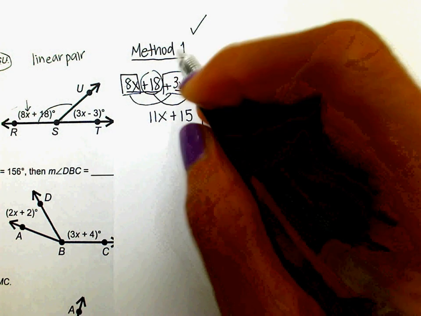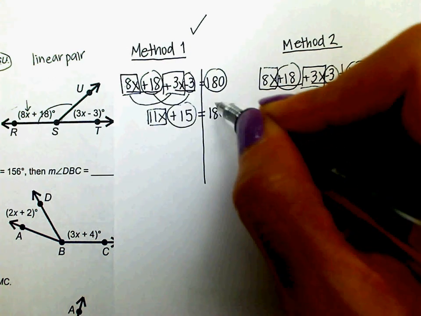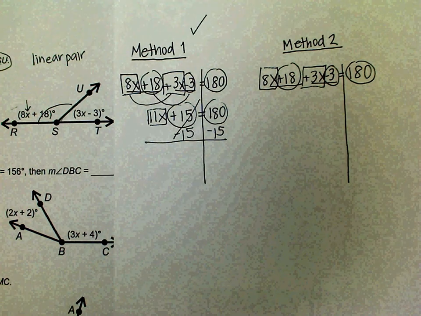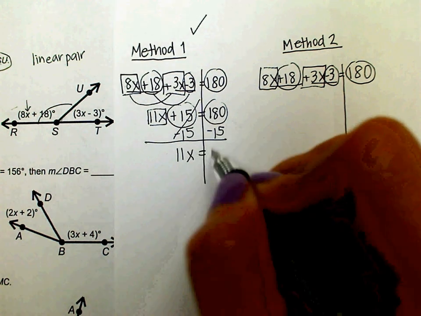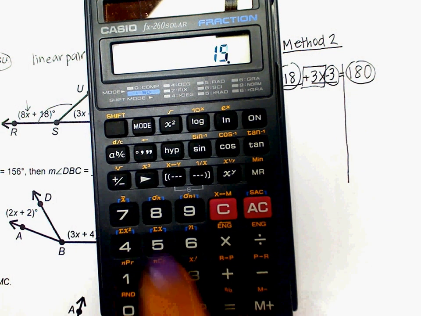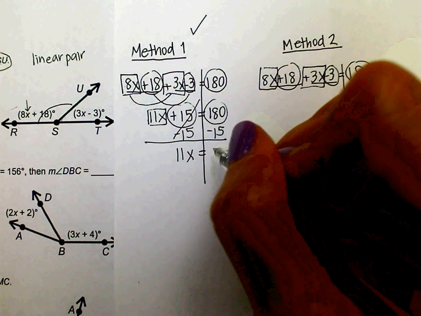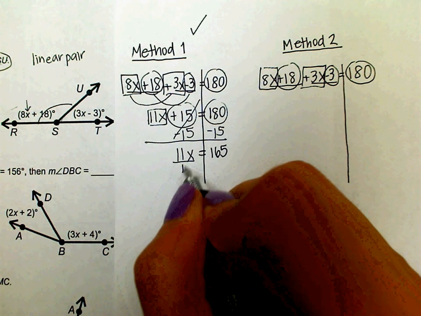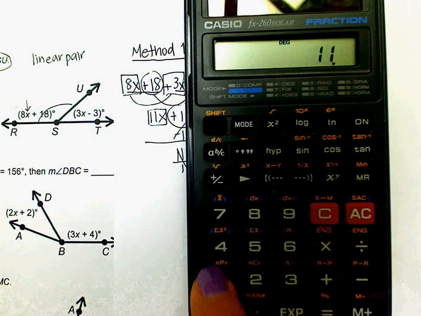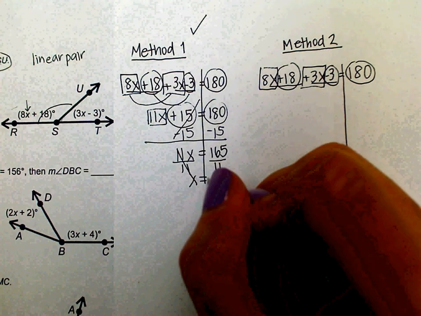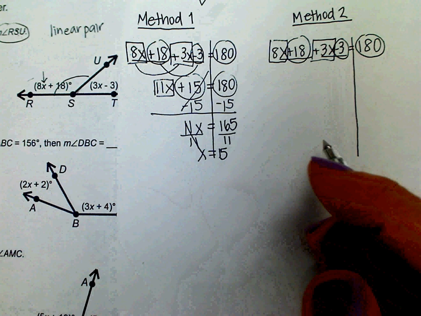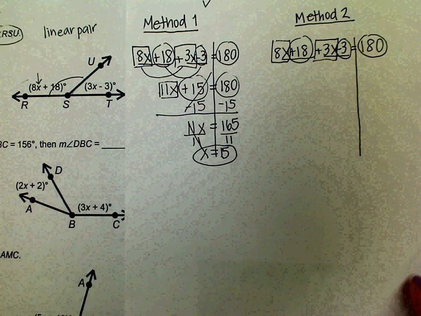So then what we have here is we want to get rid of this constant. So we do 11x equals 180 minus 15. So 180 minus 15 equals 165. And then we just divide each side by 11. And x equals 15. Now we don't see the answer 15 here, and there's a reason, but I'll get back to that in a second. That's the value for x.